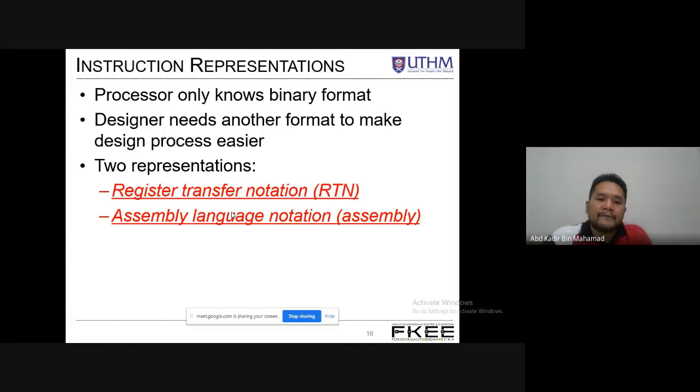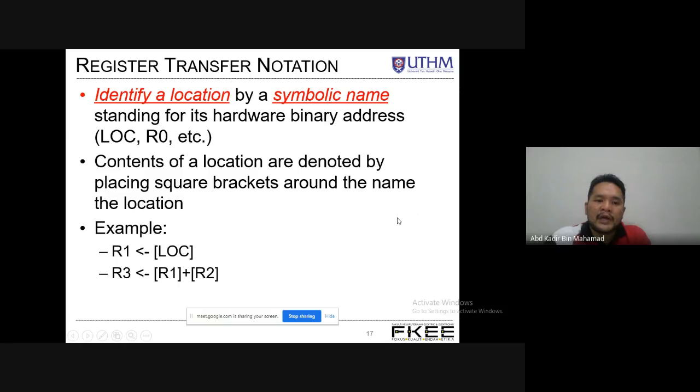Okay, an instruction can be represented in two ways: RTN, register transfer notation, and the other one is assembly language notation. ALN is called assembly as well. For RTN, they use symbolic names to identify the location, for example locations R0, R1, R2. The content of a location is denoted by square brackets, like this one, [location].